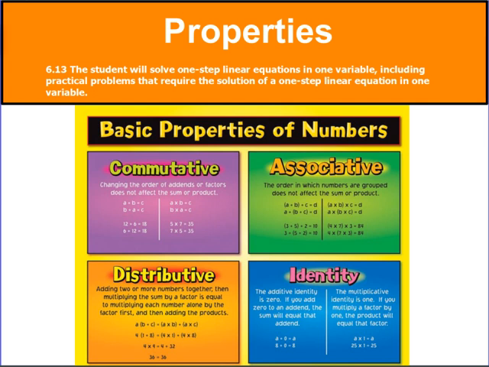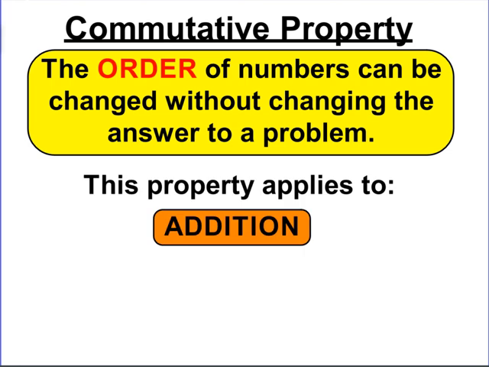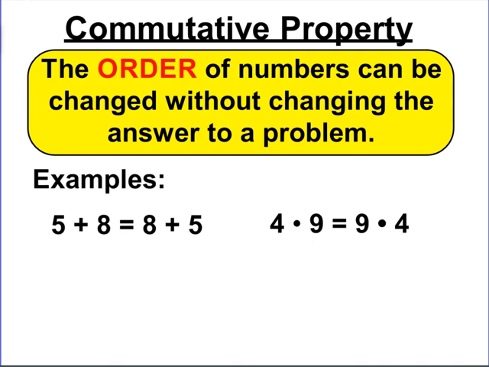So let's get started. The first property we're going to go over is a property that you should be familiar with. It's called the commutative property, and what it tells you is that you can change the order of numbers when you're adding or multiplying without changing the answer to a math problem. So the property, like I just said, applies to addition and multiplication. And let's look at some examples.